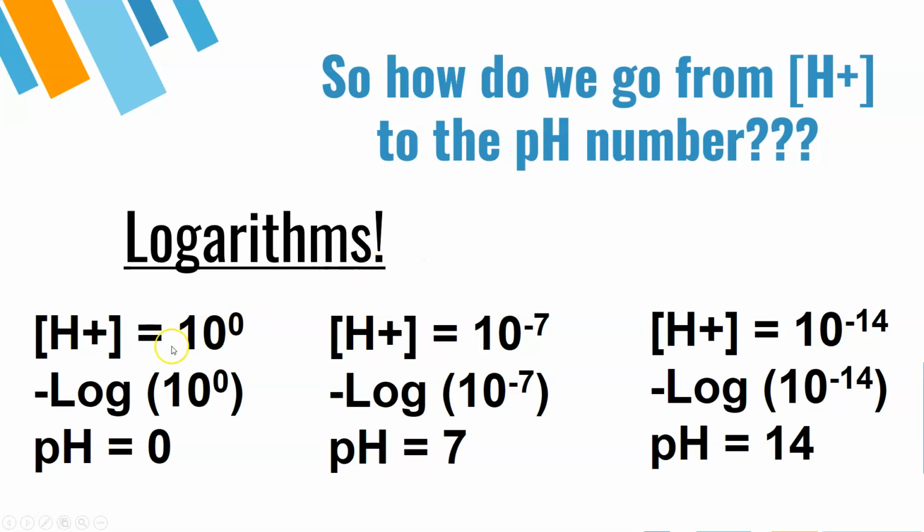Look. If my concentration is 10 to the 0, negative log of 10 to the 0 gives me the pH, which is 0. 10 to the minus 7. Well, if I take the negative log of that, my pH is 7. If I have 10 to the minus 14, negative log of that, 14. Remember that logarithms are how we solve for exponents, right? It's helping us figure out, manipulate things that have exponents in them. So you can see that pattern through the exponents.